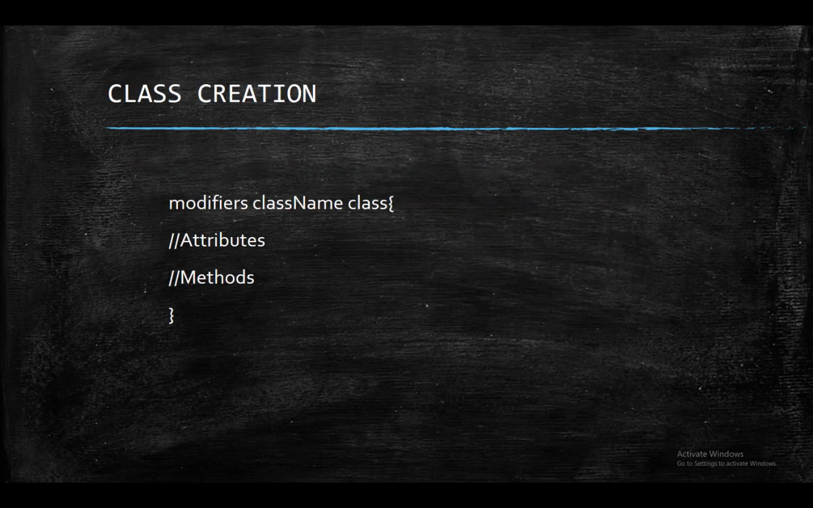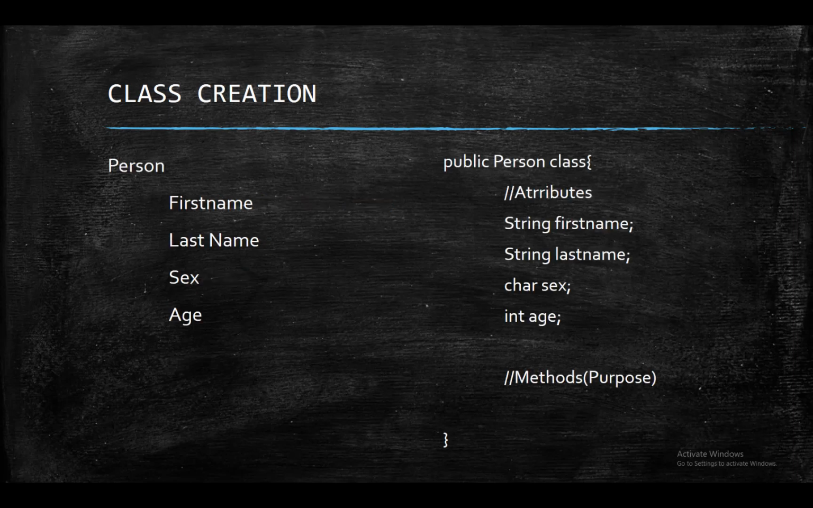And how to create a class? We have here the syntax. Modifiers. We have to put the modifier, the class name, and a class. And after that, we have to put the attributes and methods. We have here the practical example. For example, atoong object is person. Kani siya. So, yung attribute is first name, last name, sex, and age.